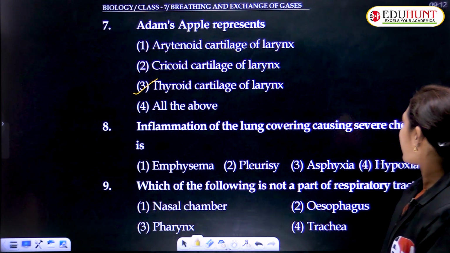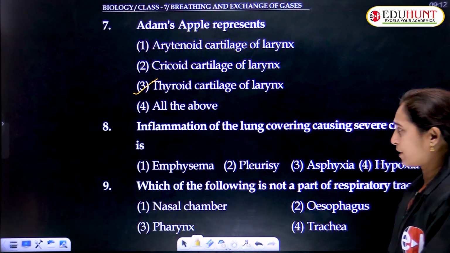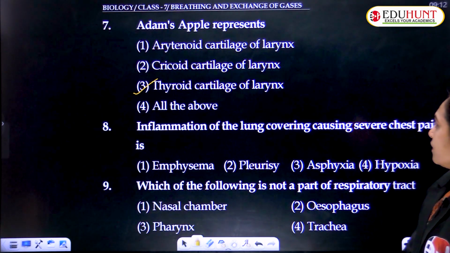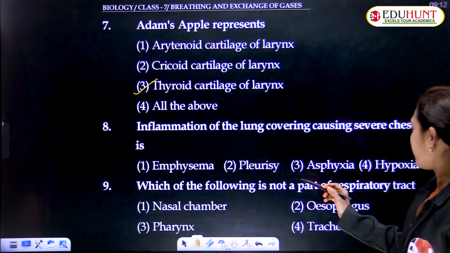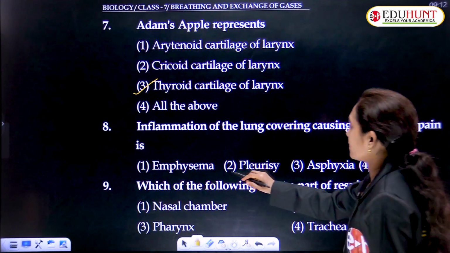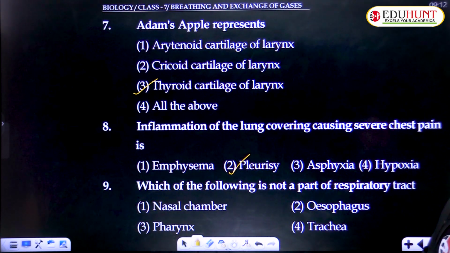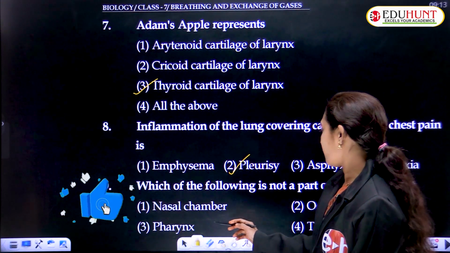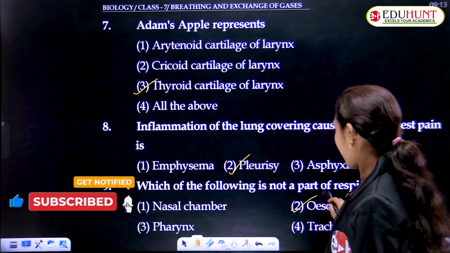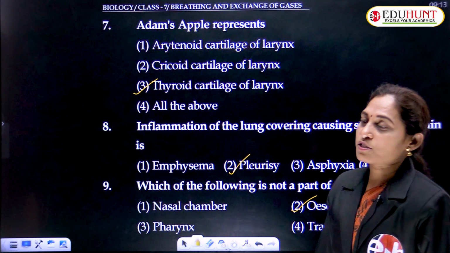Inflammation of the lung covering causing severe chest pain is: emphysema, pleurisy, asphyxia, hypoxia. This is pleurisy. Which of the following is not a part of the respiratory tract? Nasal chamber, pharynx, esophagus, trachea. Yes, it is the esophagus. It is part of the digestive tract, not the respiratory tract.